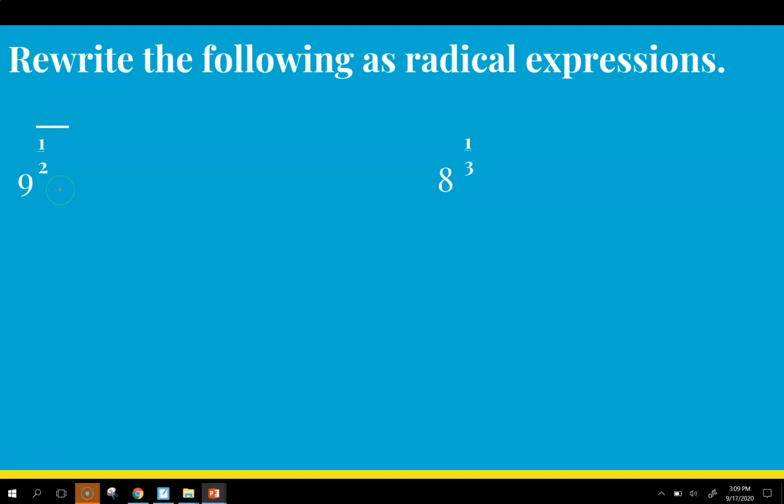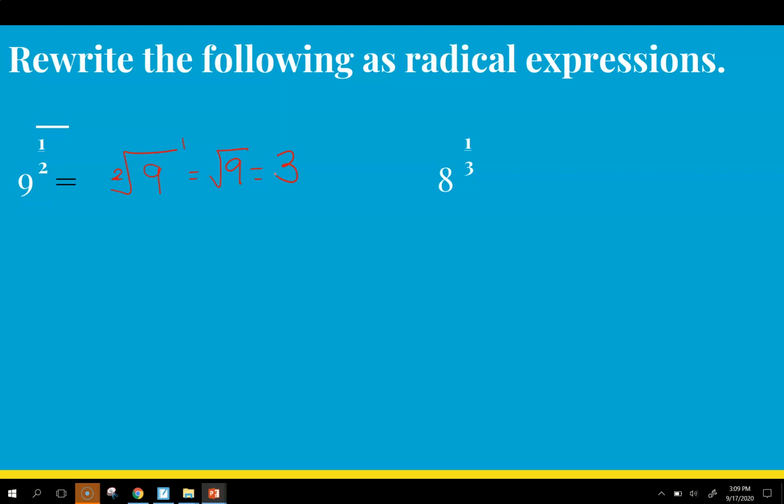Okay, so if I have 9 to the power of 1/2, well, I see a 2 in the denominator and 1 as a power. So I'm going to rewrite it with 2 as a root, radical 9, raised to the power of 1. Well, I know that, what is the square root of 9? Right? Because that's the same thing as just saying square root of 9, which is 3.